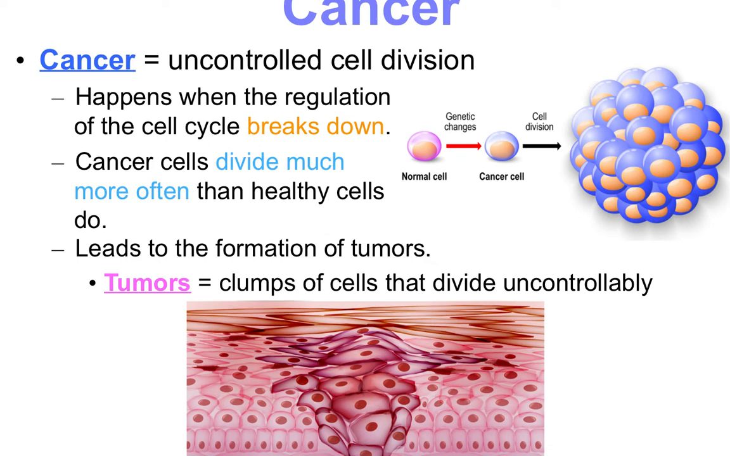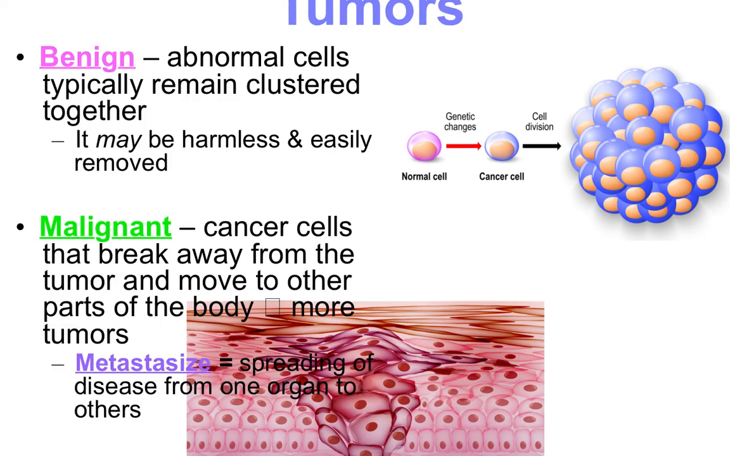There's no programmed cell death going on, or if it is going on, it's not programmed to happen until way later. So the cell just continues to go through mitosis after round of mitosis, dividing itself over and over and over again, going through the cell cycle. Now, the cellular programming can have many outcomes. It's called benign when the abnormal cells typically remain all clustered together. Sometimes that's harmless, and we can easily go in and remove those.